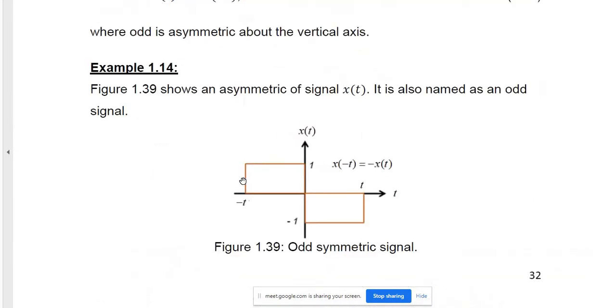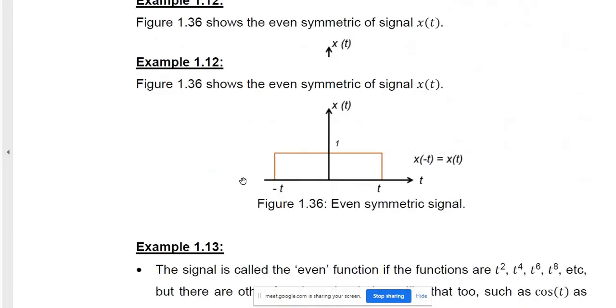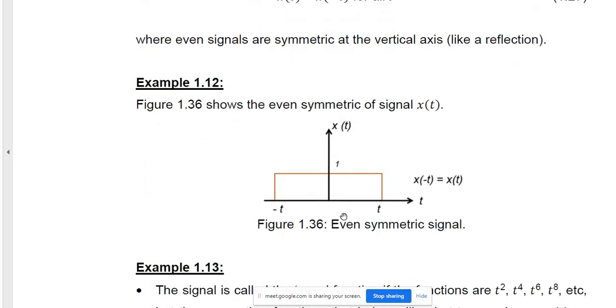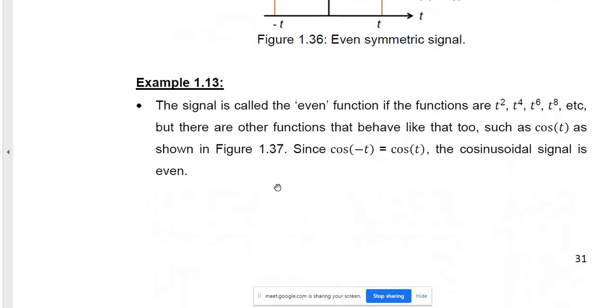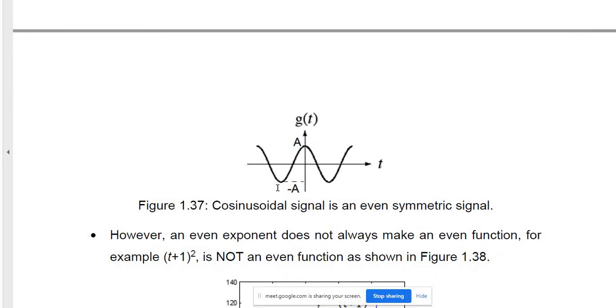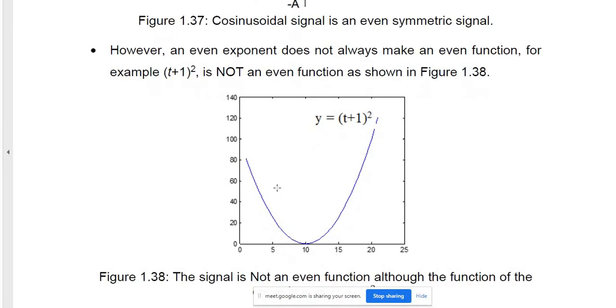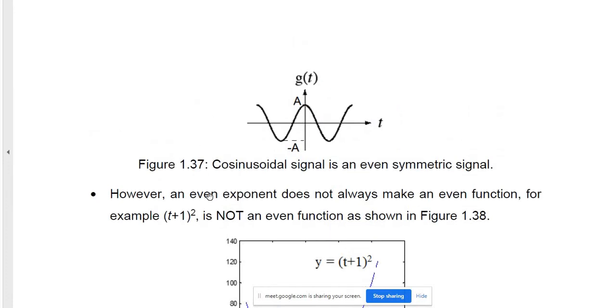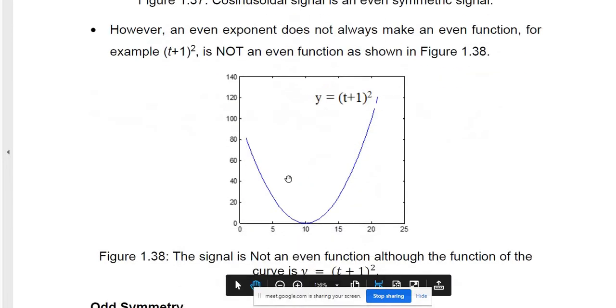Okay, from the module, you also can see the even and odd. Even looks like this. This is even also. Here it is mentioned that an even exponent does not always make an even function. For example, (t^2 + 2t + 1) is not an even function. That is referred to this graph.